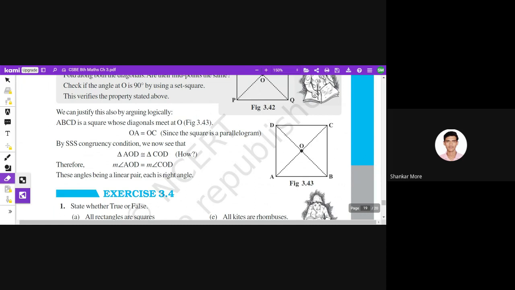All right, so this was the difference in diagonals of square and rhombus. Now let's compare again rhombus and square. What about angles? What is the difference between angles of rhombus and square? In a rhombus, opposite angles are equal, right? But in a square, all the angles are equal and all are right angles. This is the main difference.